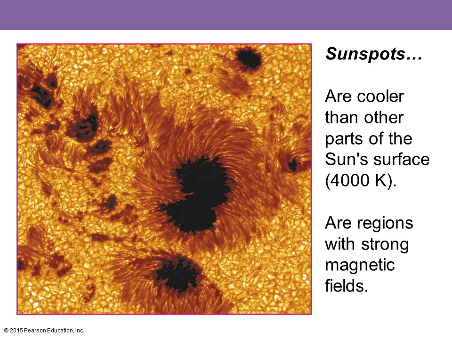As you can see here in a very, very good close-up, these are sunspots. Those are the cooler spots. They're cooler than the other parts of the sun's surface. If the sun's surface is 5500 to 5800 Kelvin, sunspots are down around 4000 Kelvin, so they're definitely cooler. And they're regions with very strong magnetic fields.